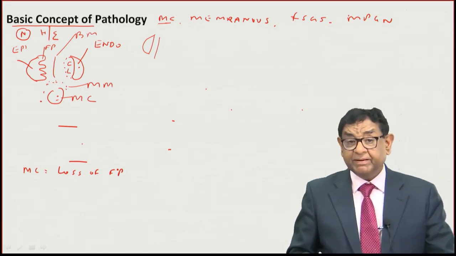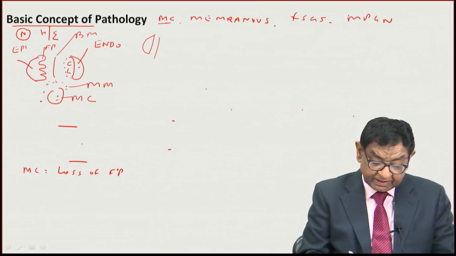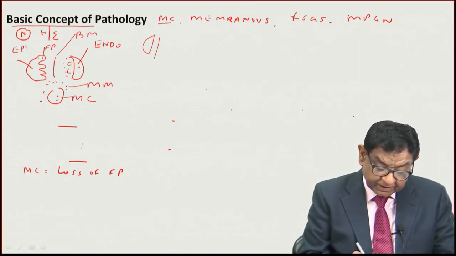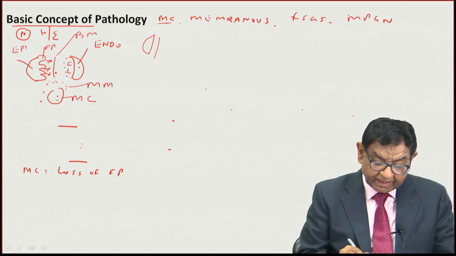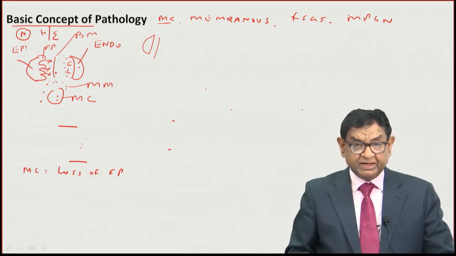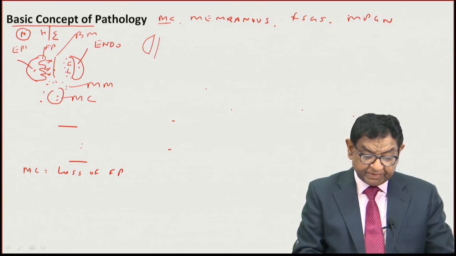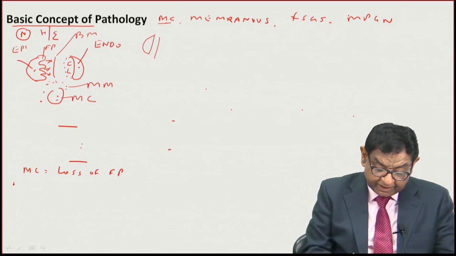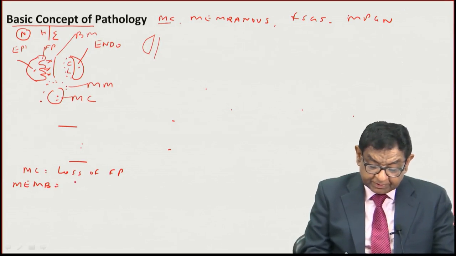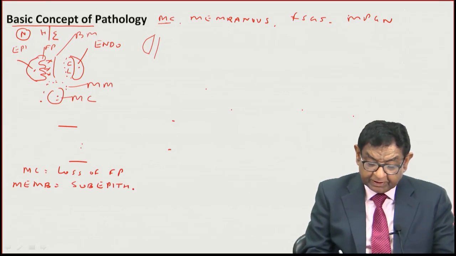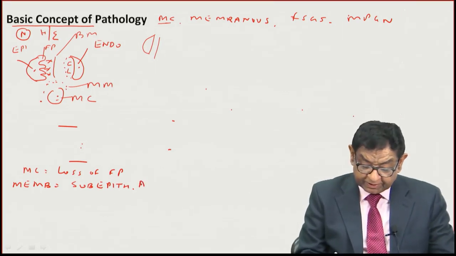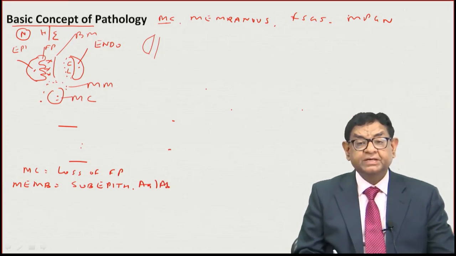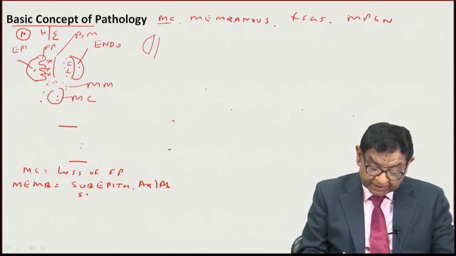Now let us see what happened in membranous glomerulonephritis. In membranous, antibodies are deposited in the subepithelial area. The subepithelial area is between the epithelium and the basement membrane. And this is known as the spike and dome pattern. So in membranous, subepithelial deposition of antigen antibody, and this is known as the spike and dome pattern.